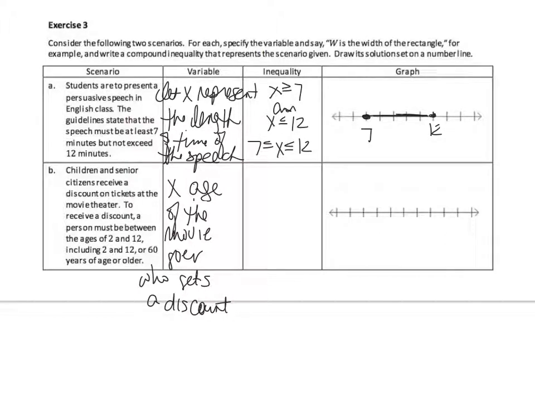That means that the discount goes between 2 and 12, including 2 and 12, or greater than or equal to 60. So my number line is not going to be drawn to scale, but I'm going to have a 2 and a 12. So in between 2 and 12, or greater than or equal to 60.